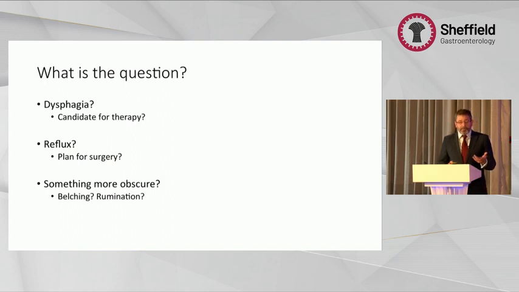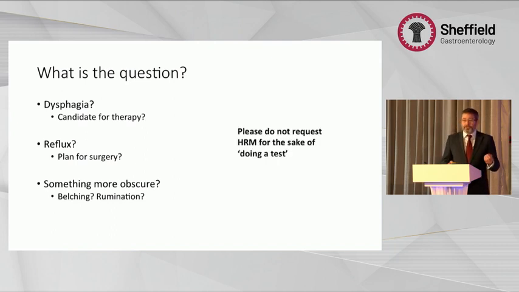What about something obscure? Is the patient belching? Do they have rumination syndrome or supragastric belching or something of the sort? Please do not refer a patient just for the sake of a test. It is not appropriate. The test takes a long time. It needs to be targeted. So you need to ask a question so that the physiologist can answer it.